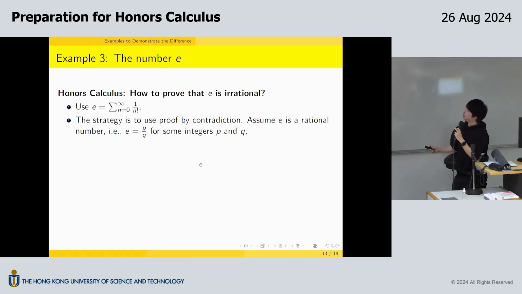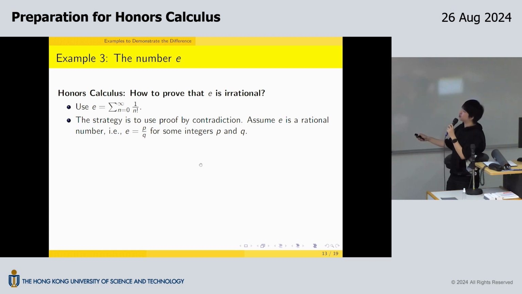Okay, and the next question is, is E an irrational number? In the honor calculus course, you can prove that by using techniques from elementary analysis. Maybe let me outline how to prove that and give you a taste of what you might encounter in the middle of the semester. In the honor calculus course, you may expect that the midterm exam questions will be something like that. Firstly, we will use the series definition for E.